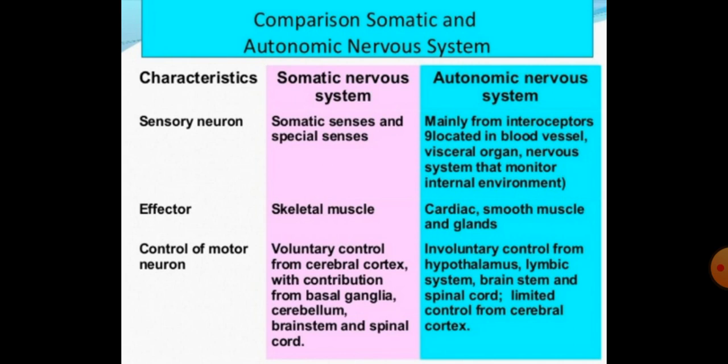So, control of motor neurons. In the somatic nervous system, there is voluntary control from the cerebral cortex with contribution from the basal ganglia, cerebellum, brainstem, and spinal cord. In the autonomic nervous system, there is involuntary control from the hypothalamus, limbic system, brainstem, and spinal cord. It also has limited control from the cerebral cortex. That would be all.